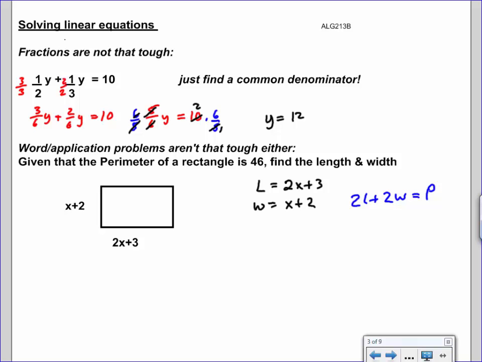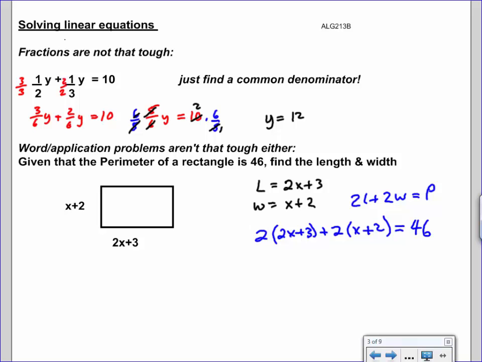So we'll just go ahead and plug. We'll call x plus 2 the width. We'll put it in here. And again, whenever you substitute, put it in parentheses, and we'll substitute this in for the length. So we have 2 times length, 2x plus 3. Again, very important, put it in parentheses. Plus 2 times x plus 2. And it was given that the perimeter was 46.